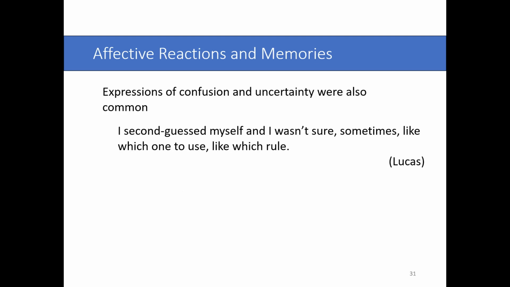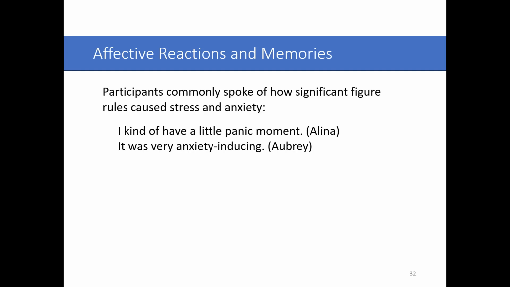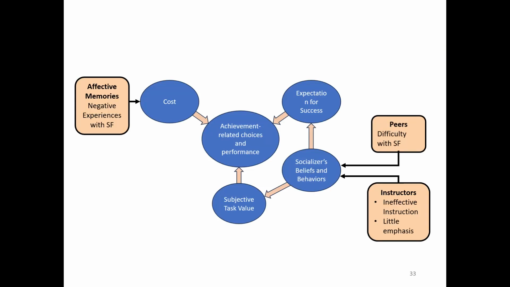Another common expression, confusion and uncertainty, just not really knowing what to do. So Lucas simply said, I second guessed myself, and I wasn't sure sometimes which one to use, like which rule. Another thing is participants very commonly spoke of stress and anxiety. So Alina, for example, mentioned when she's trying to calculate sig fig rules on an exam, I have a little panic moment. Similarly, Audrey said it was very anxiety-inducing. So these would be examples of emotional costs or negative associations with significant figures.